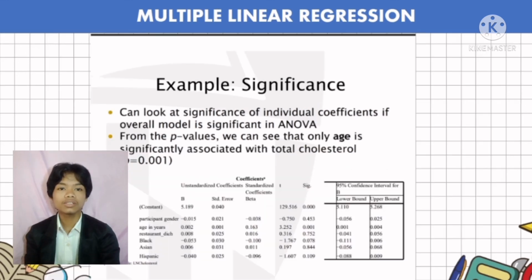So example significance: we can look at the significance of individual coefficients or overall model significance in ANOVA. From the p-values, we can see that only age is significantly associated with total cholesterol. It means that the other independent variables are not associated with cholesterol and do not affect the total cholesterol level. And age has a higher significant association with the cholesterol level.